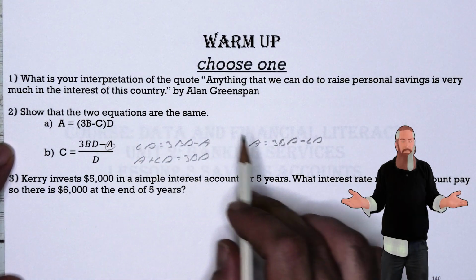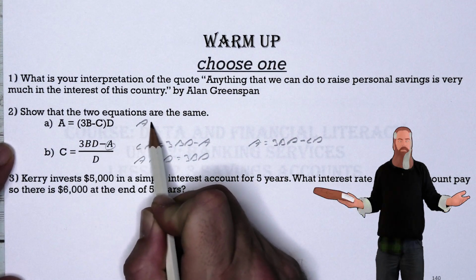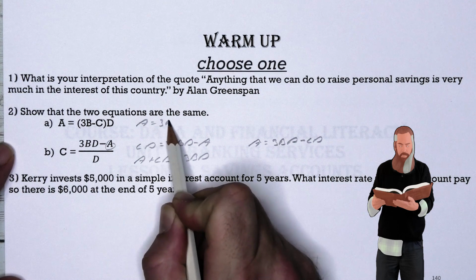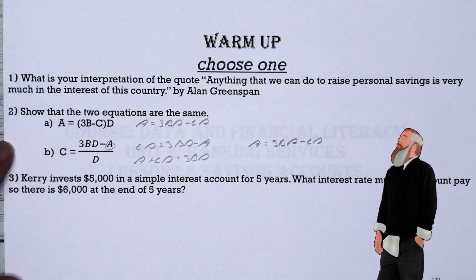Now, these two don't look exactly the same, so we can distribute that D in the original equation, giving A is equal to 3BD minus CD, and now both equations look the same.